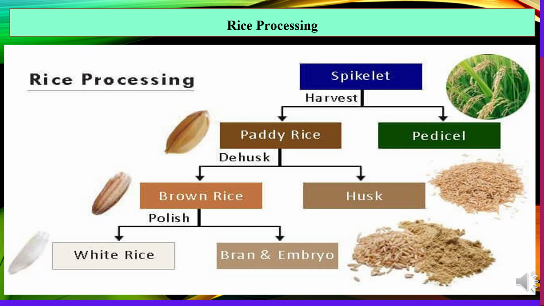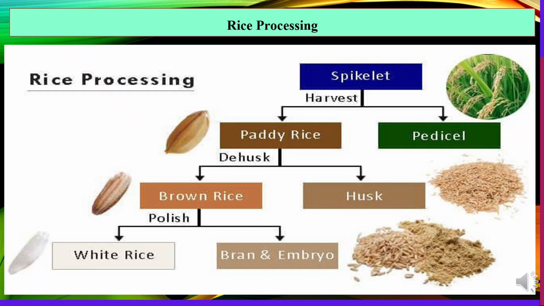Dehusking. The husk, outer protective layer, is removed mechanically or traditionally. This process produces brown rice and byproduct husk, used as fuel, bedding, or organic material. Brown rice. Brown rice still has the bran layer and embryo intact, making it more nutritious but with a shorter shelf life. Polishing. The bran layer and embryo are removed by milling/polishing to produce white rice.